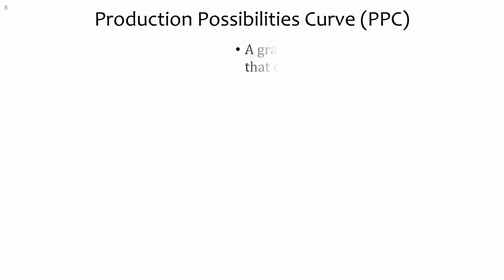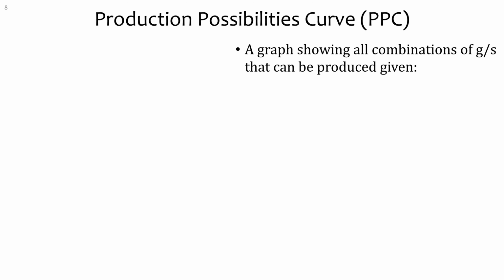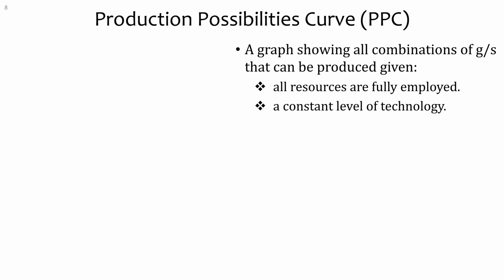The production possibilities curve is a graph showing all combinations of goods and services that can be produced given two things. One is all resources are fully employed, and the other is a constant level of technology. So two important concepts here are resources and technology. These are taken to be fixed for any given production possibilities curve. And if you remember, the G/S stands for goods and services.